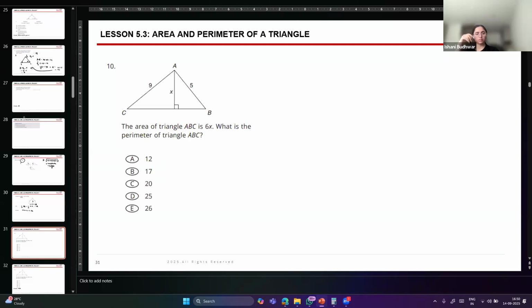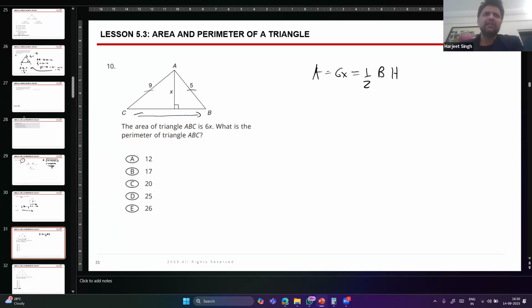Okay, next. All cool here? All right. A question. Area of triangle ABC is 6x. So area of ABC is 6x, which should also be equal to half base into height. So what is the perimeter of ABC? Now we know that AC is 9 and AB is 5. We do not know what is BC. Can I also say that there is a perpendicular drawn from A to BC? So BC can be regarded as base. And this perpendicular is nothing but the height, correct?